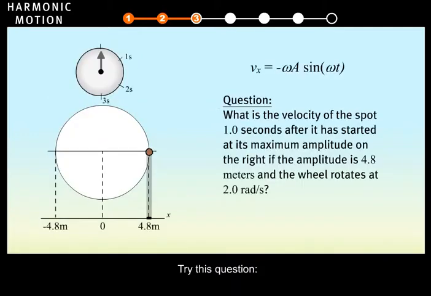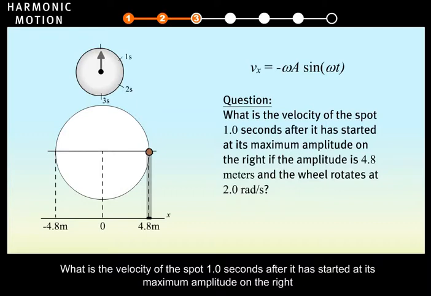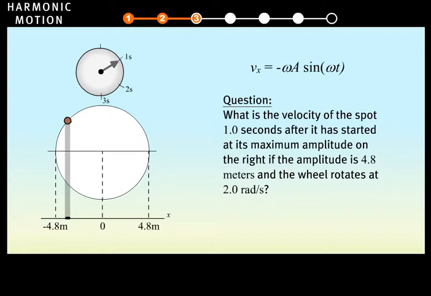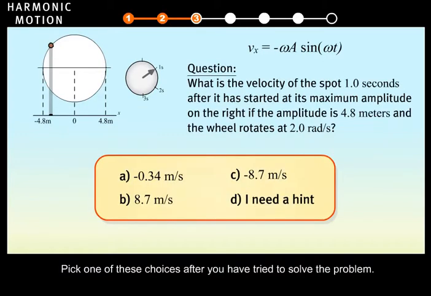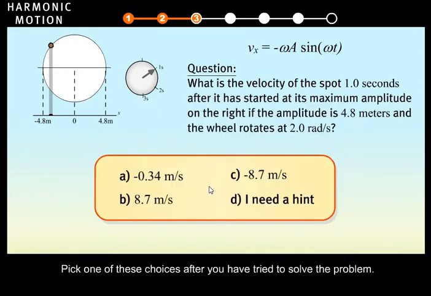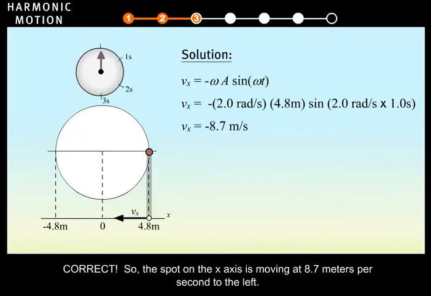Try this question. What is the velocity of the spot 1.0 seconds after it has started at its maximum amplitude on the right if the amplitude is 4.8 meters and the wheel rotates at 2.0 radians per second? Pick one of these choices after you have tried to solve it. Use the velocity formula. Correct. So, the spot on the x-axis is moving at 8.7 meters per second to the left.